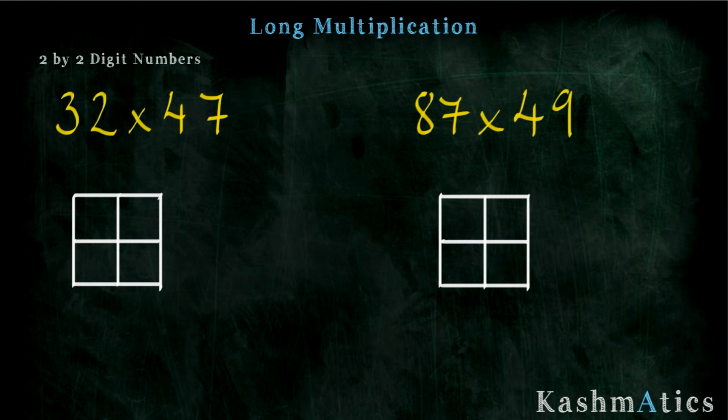Now this method of multiplication is sometimes called Chinese multiplication, but it doesn't really matter what it's called. The main thing is that you understand how to do it. And I'm going to focus on 2 by 2 digit numbers to begin with. So the first example, I've got 32 times 47.